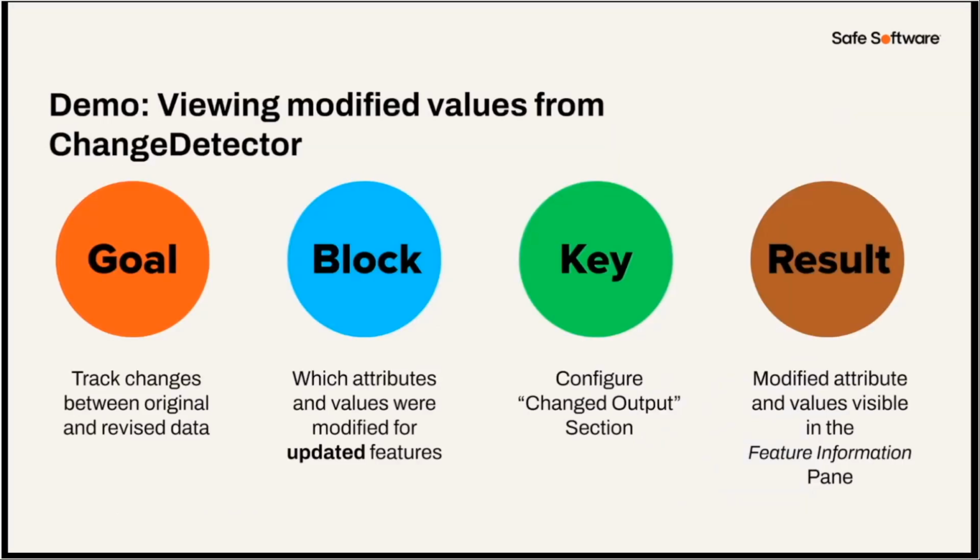I will be demonstrating how to view the modified values from the updated output port from the change detector transformer. The goal here is to track the changes between the original version and the revised version of the data. But how do you know which attributes and values were modified for the updated features? The key is to configure the changed output section in the change detector transformer's parameters. This results in the modified attributes and values becoming visible in the feature information pane.